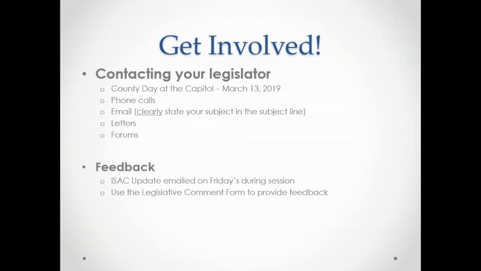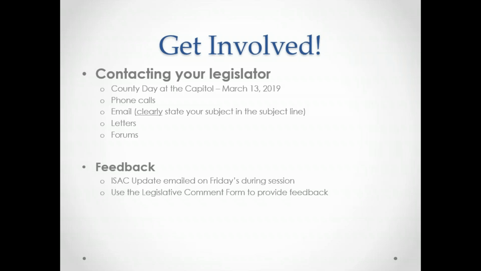All right, and lastly, we're encouraging everyone to get involved in the process. And you can do that in many ways. And certainly contacting your legislature is something incredibly important for advocacy for counties. And I encourage you to attend County Day at the Capitol, which will be held in conjunction with our spring conference. County Day at the Capitol is March 13th of this year. Certainly calling your legislators while they're back in their districts, but also while they're at their capital is very important.